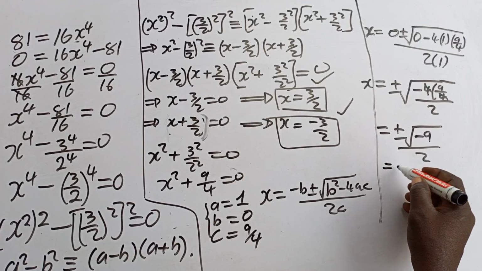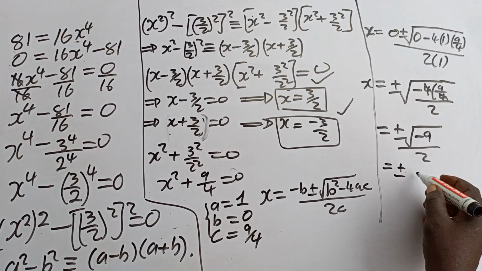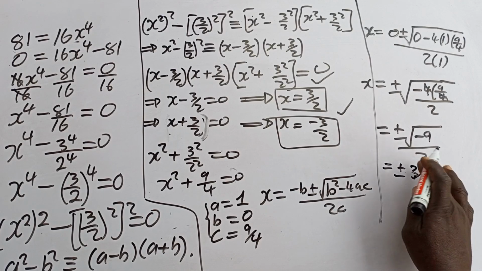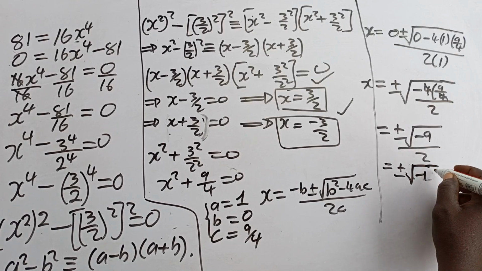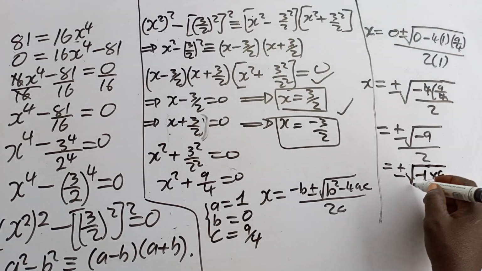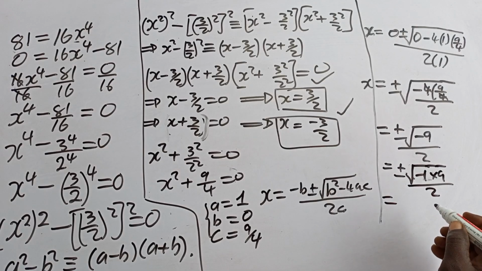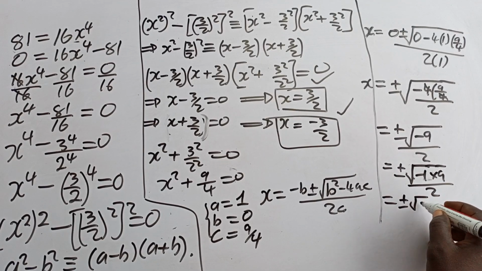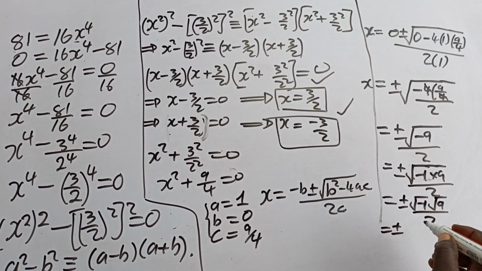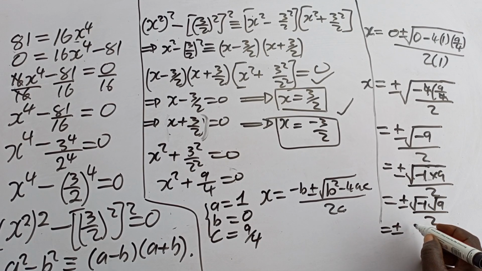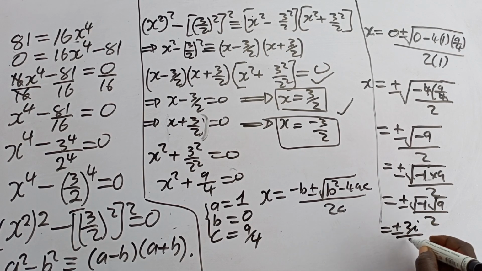Alright, so it just simply gives us plus or minus, root of negative 9 is 3i. Okay, or we'll go ahead and show how we got the i. Plus or minus the square root of negative 1 multiplied to 9 all over 2. This is equal to plus or minus the square root of negative 1 multiplied to the square root of 9 all over 2. So plus or minus, remember the square root of negative 1 is i and the square root of 9 is 3. So you're just going to have plus or minus 3i all over 2.